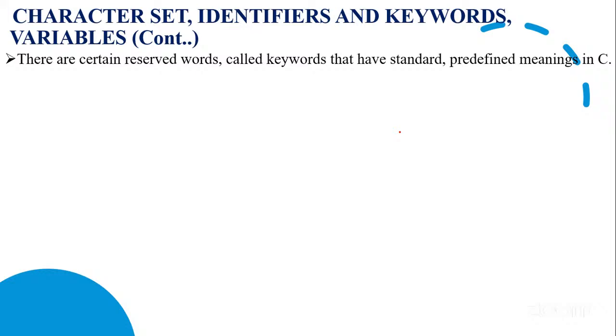So keywords are predefined words or reserved words in C language, whose meaning is already known to the compiler.